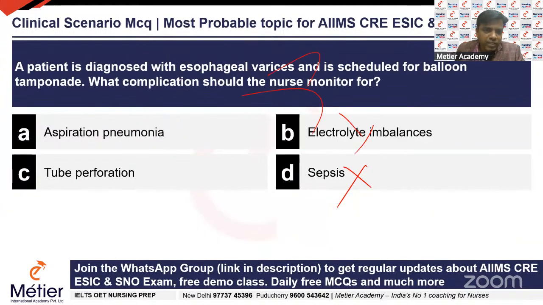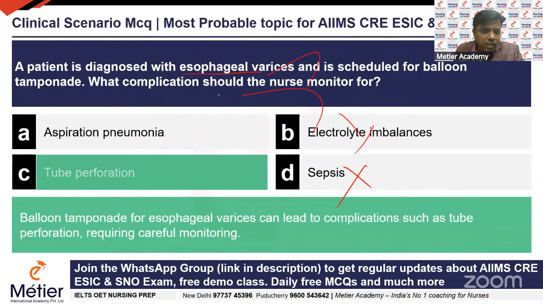Patient diagnosed with esophageal varices and scheduled for balloon tamponade. Which complications should the nurse monitor for? So tube perforation requires careful monitoring. Major complications are more important compared to minor ones, because that is a big procedure which they are inserting. So as per the book picture, you get answer C directly because of the chance of getting perforation. So we have to be very careful in the monitoring. Okay.